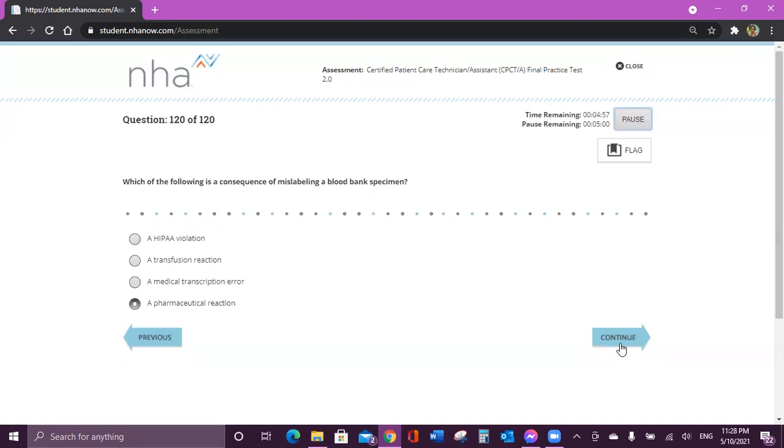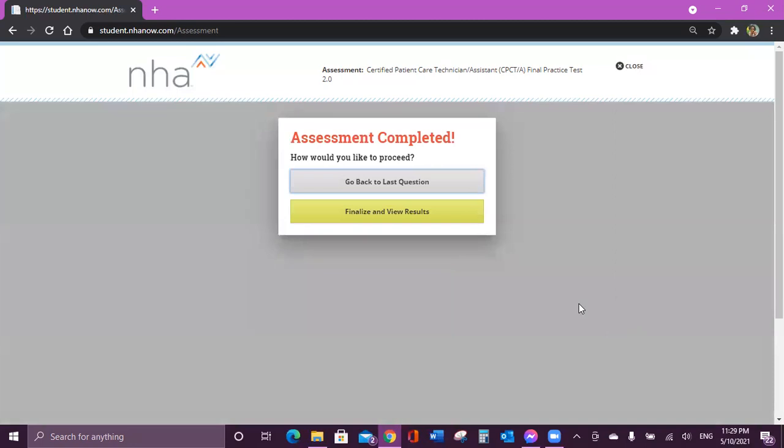Which of the following is a consequence of mislabeling a blood specimen? A hypopulation, a transfusion reaction, a medical transcription error. La B, ujú, transfusion reaction. Me recuerda de que le puedo dar un shock, que me pongan la sangre tuya, me den la medicina tuya. A mí, ¿te recuerda? Ajá, so finalizar. Le doy finish. Yeah, finished.